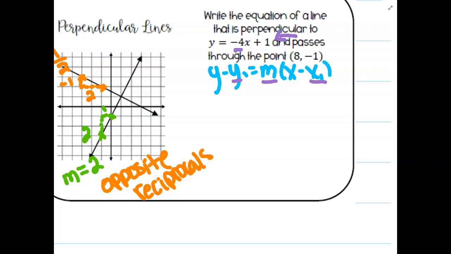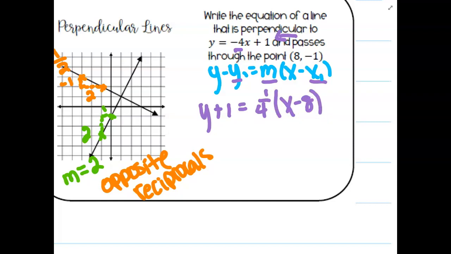-4. My slope needs to be the opposite, so I need to flip the sign, and reciprocal, so I need to flip the fraction. Since this is a -4, my slope is going to be positive. And since that slope is a 4, I'm going to flip it and it would be 1/4. The slope of the line perpendicular to that one is going to be 1/4. So we have y minus a -1, which is y plus 1, equals 1/4 times x minus, and my x1 is going to be 8.